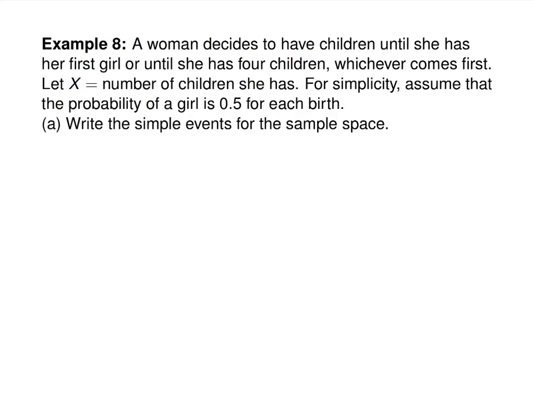A woman decides to have children until she has her first girl or until she has 4 children, whichever comes first. And we're going to let the random variable x equal the number of children she has. For simplicity, let's assume the probability of a girl is 0.5 for each birth. So write down the possible simple events in this sample space. So it's possible that she could have a girl on her first go and then have no more kids.